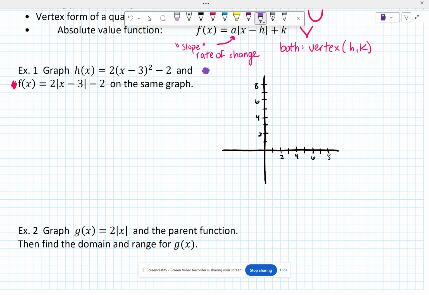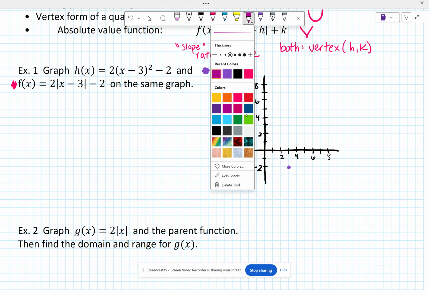All right, so when I graph my parabola, I'm going to have a vertex at 3, negative 2. So I go over 3, down 2. Here's my vertex. I know that that gives me an axis of symmetry.